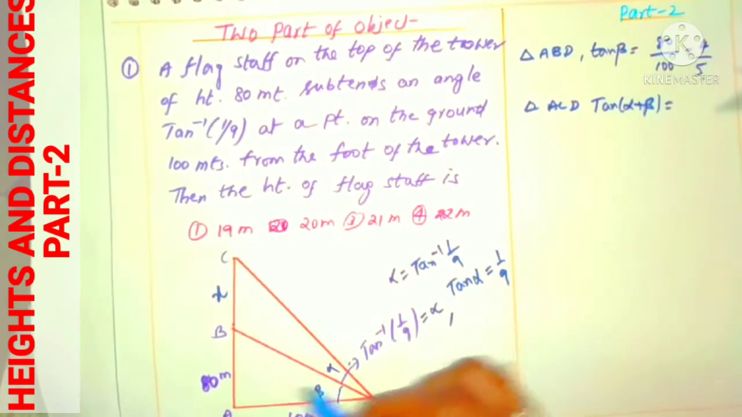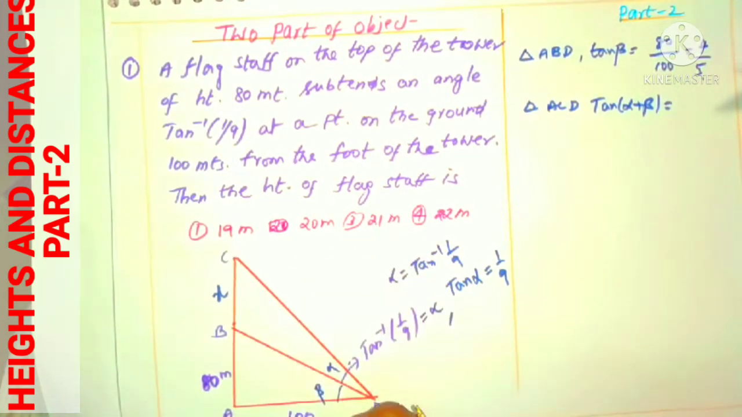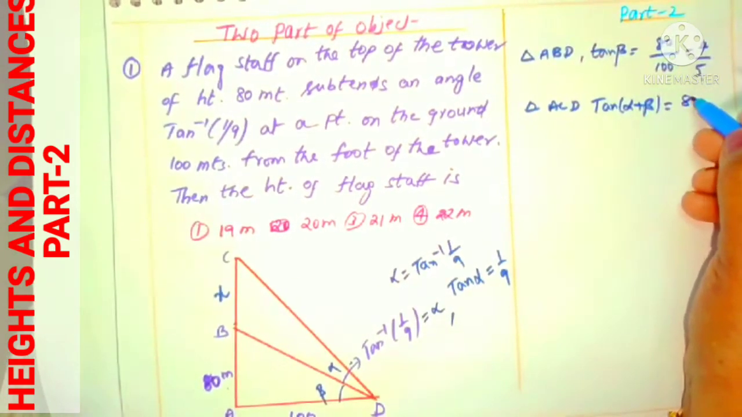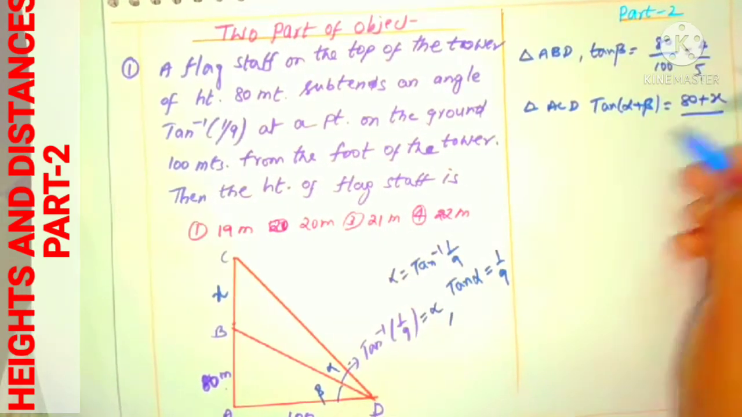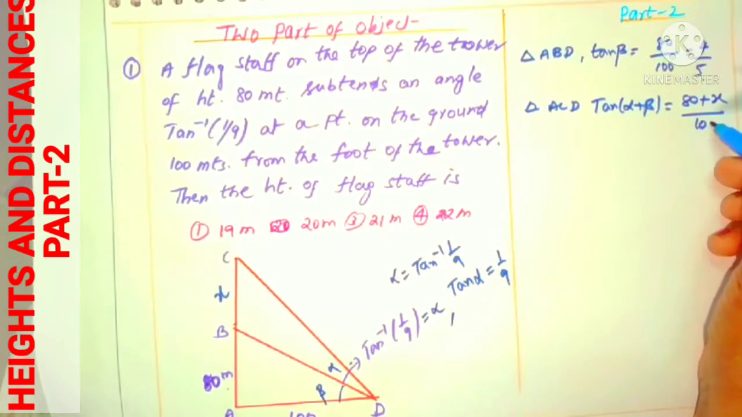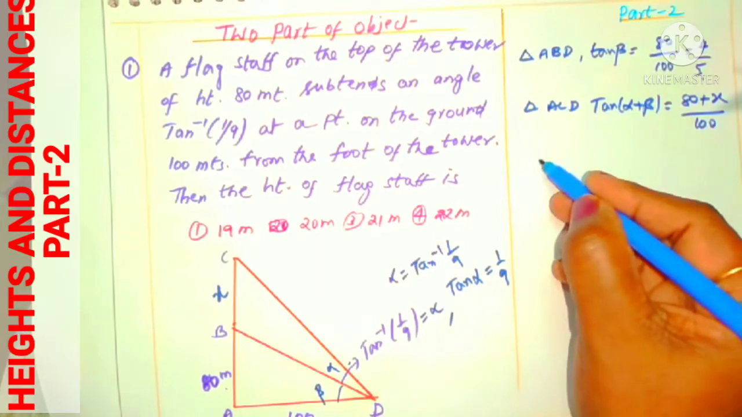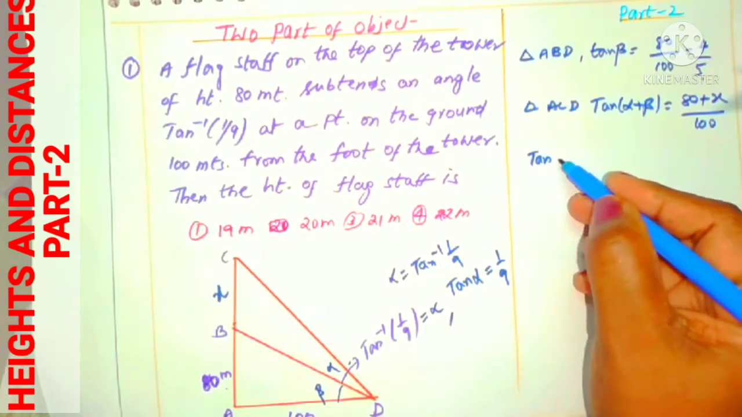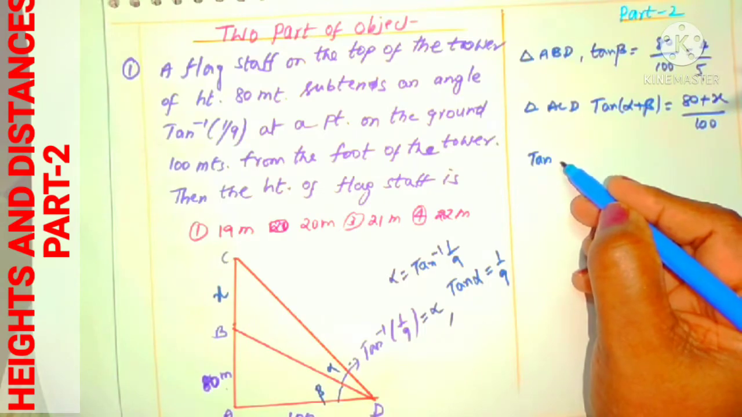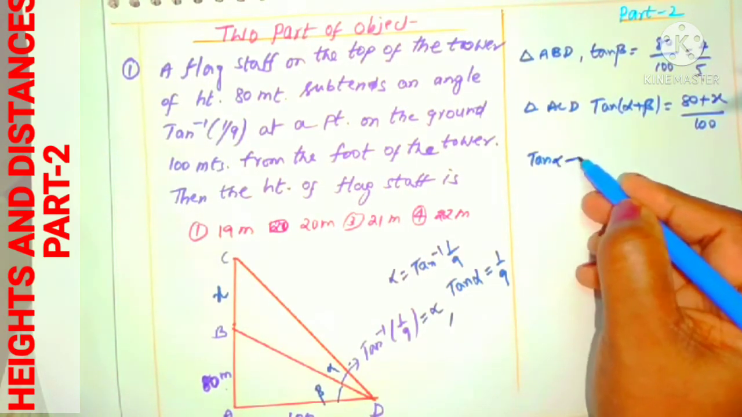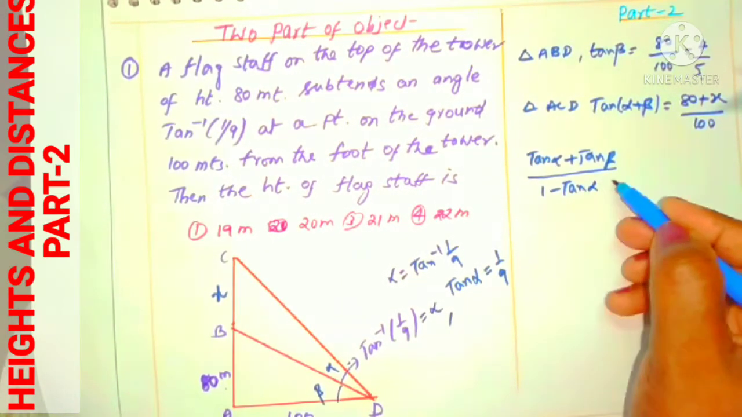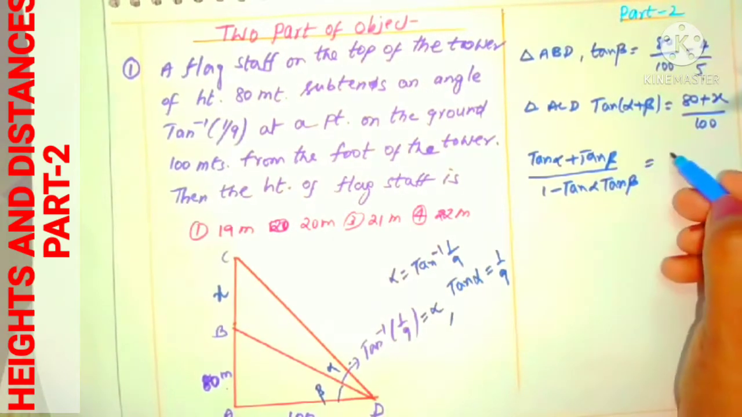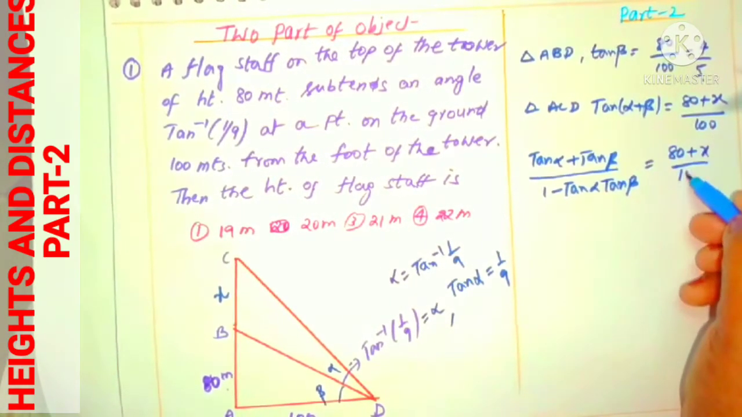Tan is opposite by adjacent. What is opposite here? AC. AC means AB plus BC. AB is 80, plus BC we have taken as x. So 80 plus x by AD, and AD is 100. Now for tan alpha plus beta, I'm using the tan A plus B formula, which you know very well from trigonometry. Tan alpha plus beta we can write as tan alpha plus tan beta by 1 minus tan alpha tan beta. It is 80 plus x by 100.